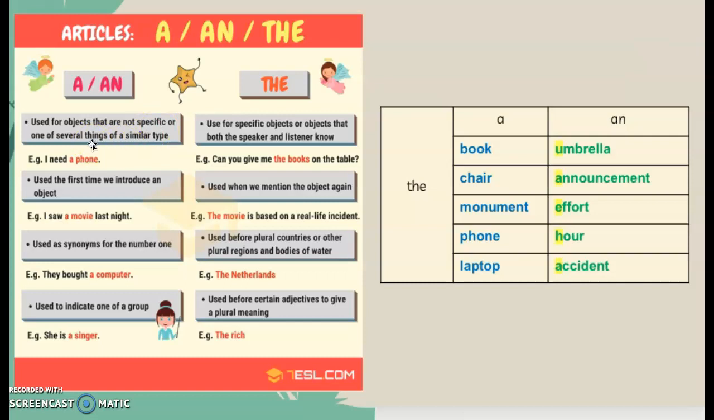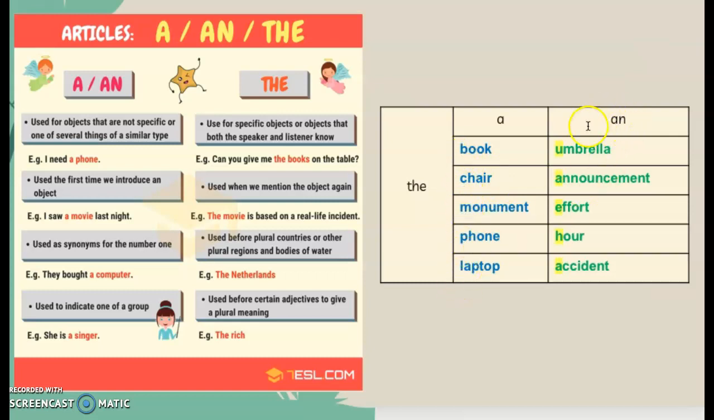noun. The difference between a and an: a book, an umbrella. You see all the nouns for a start with a consonant. Consonant means letters or alphabets that are not A, E, I, O, U. So you see the initial letter of each word is a consonant: B, C, M, P, L.